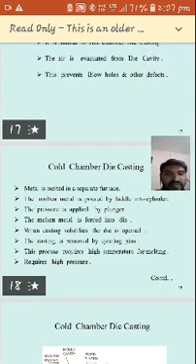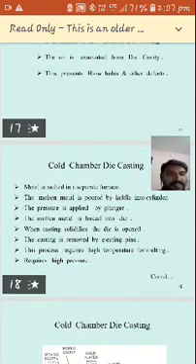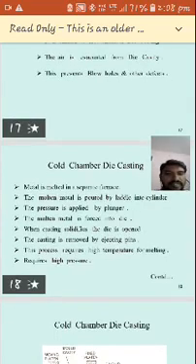The molten metal is poured by ladle into the cylinder. The pressure is applied by the plunger, and the molten metal is forced into the die. When the casting solidifies, the die is opened. The casting is removed by ejecting pins.